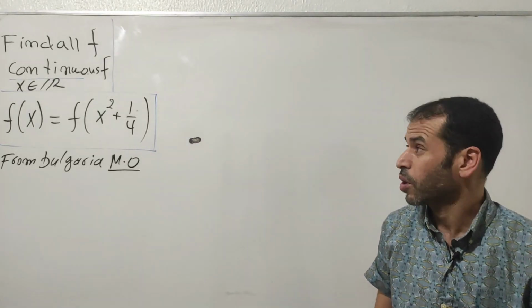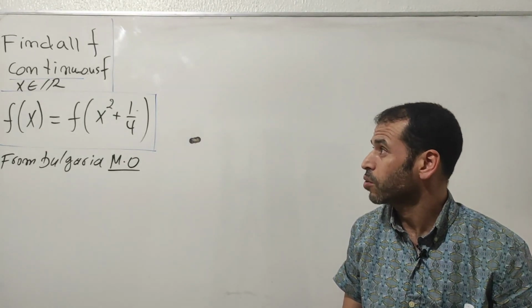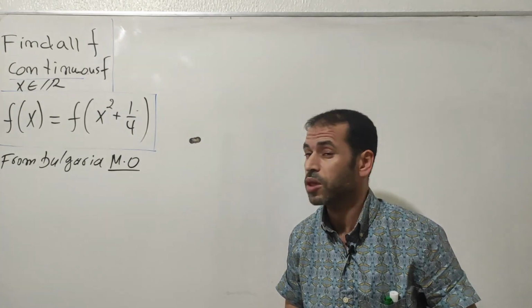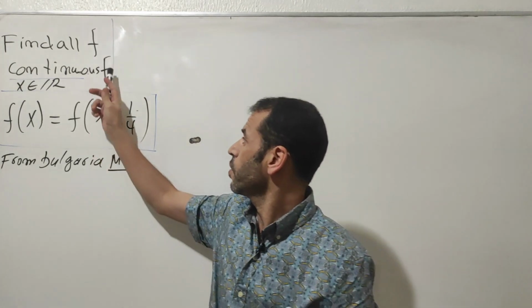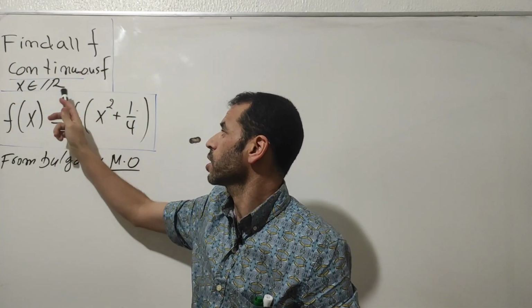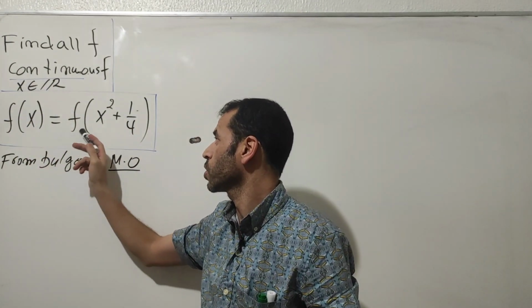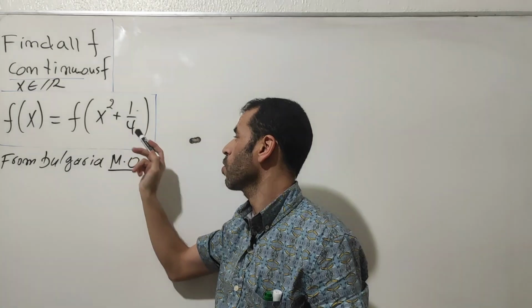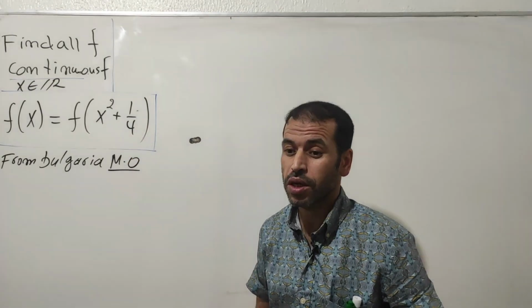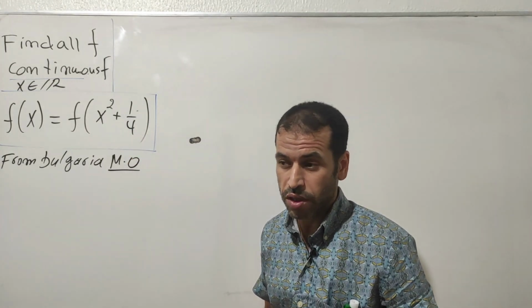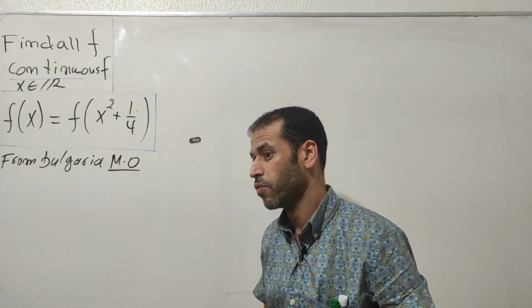In today's video, here is a nice problem coming from the Bulgarian Mathematical Olympiad. Here is the following statement: find all continuous functions f, for all x real numbers, that satisfy the following relation: f of x equals f of x squared plus 1 over 4. Before we get started, we are going to identify this function. What's the behavior of this function first?